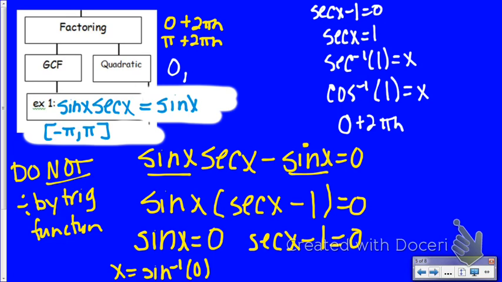If I add 2 pi to 0, or I subtract 2 pi from 0, it's no longer in that range. So there's nothing else I can get from that part of the general solution. Pi is within that range. If I add 2 pi and get 3 pi, that's outside of it. But if I subtract 2 pi, I get negative pi, which is also included in my range. So all 3 of those values are within my domain.